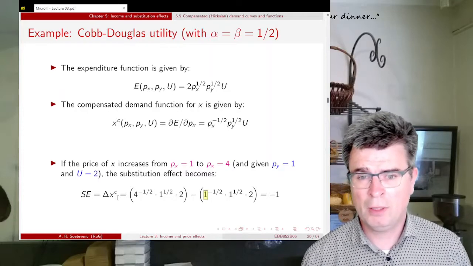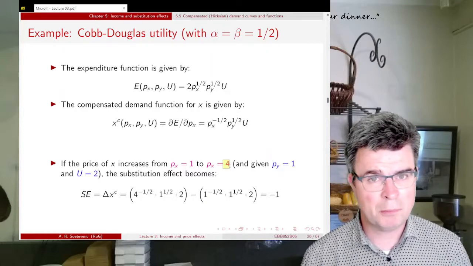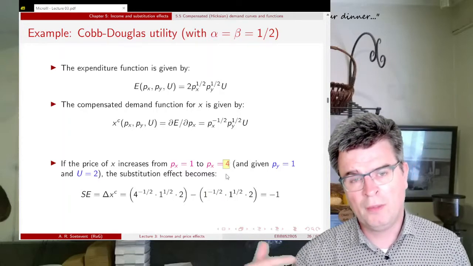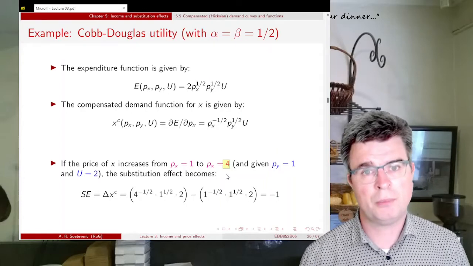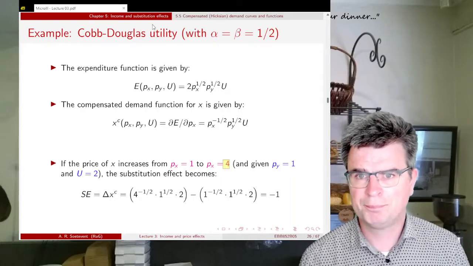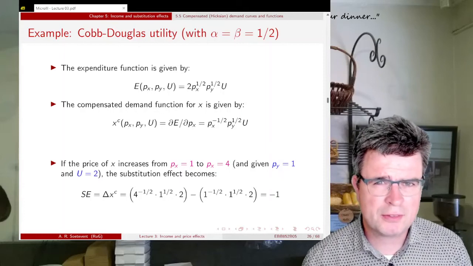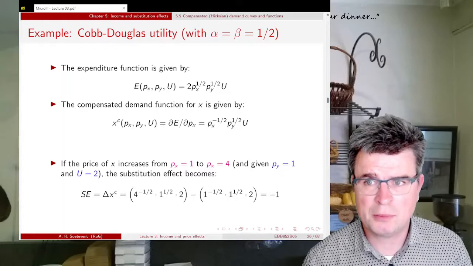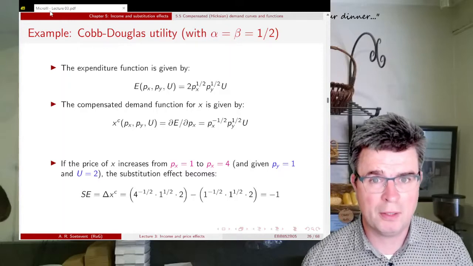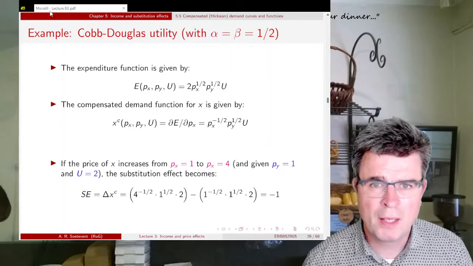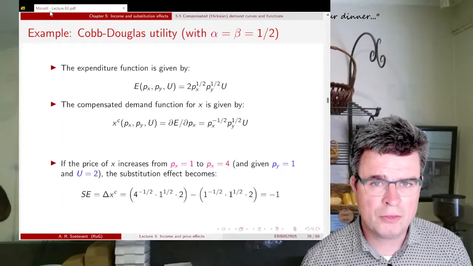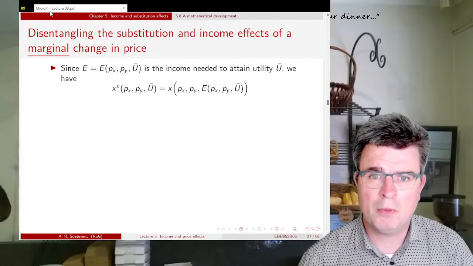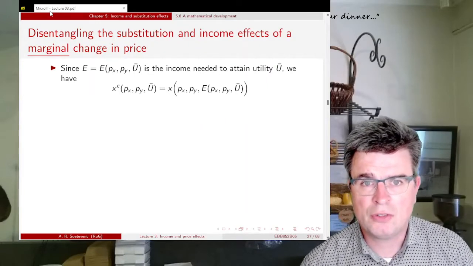In addition, life has become more expensive, so there will also be an income effect, and if x is a normal good, that will lead us to reduce our consumption of good x even further. In this example, we consider the effect of a price change that is quite sizable. So we increase the price of good x by 300% from 1 to 4. Next, what we're going to do is to disentangle the total effect into a substitution effect and an income effect when the price change is only marginal.